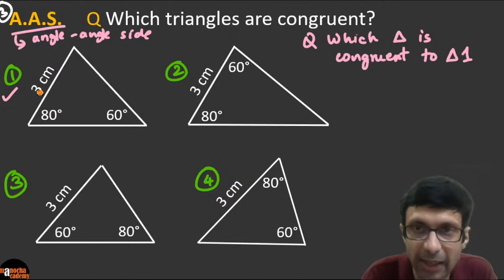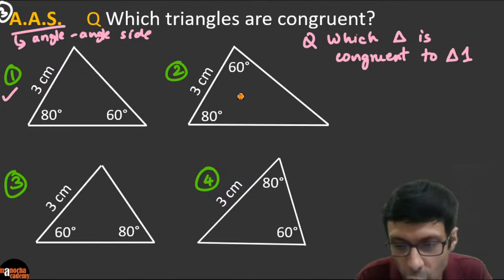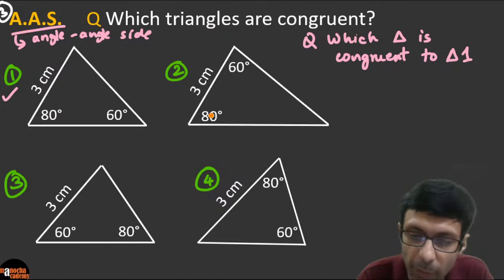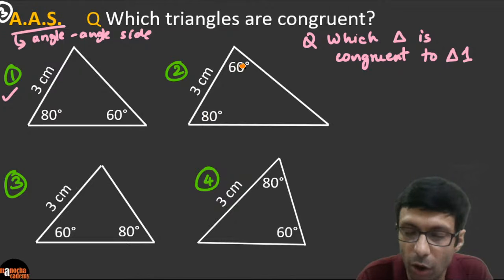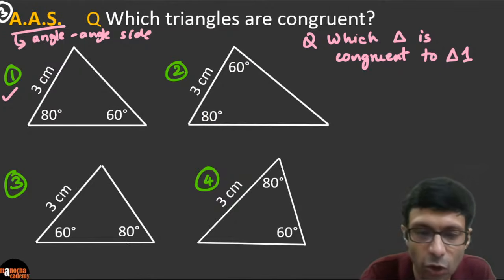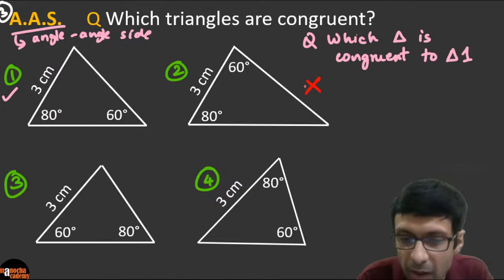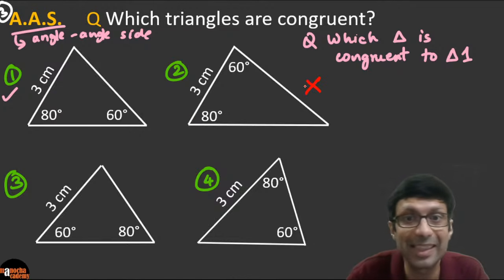So 60, 80, 3 centimeters. Are you following me guys? We need to go 60, 83. Now if you look at triangle 2, if you try to do that, it's going to be 83 centimeters, 60, or 63 centimeters, 80. So this one is not matching our AAS because it should come in the same order.